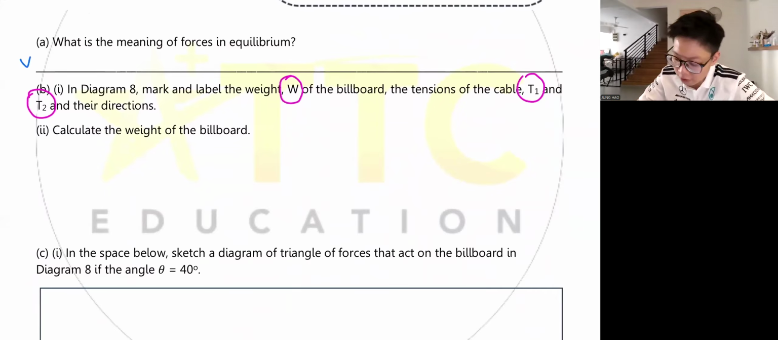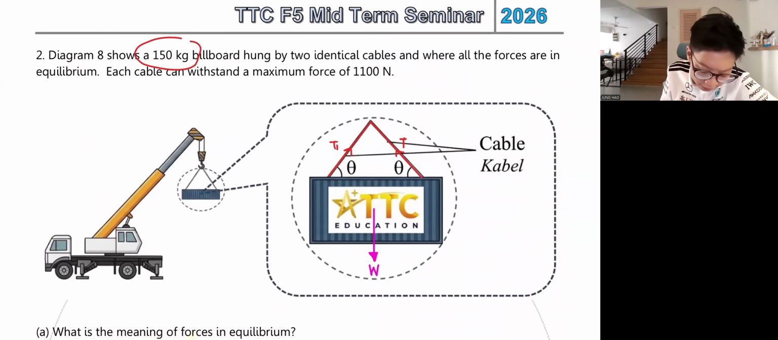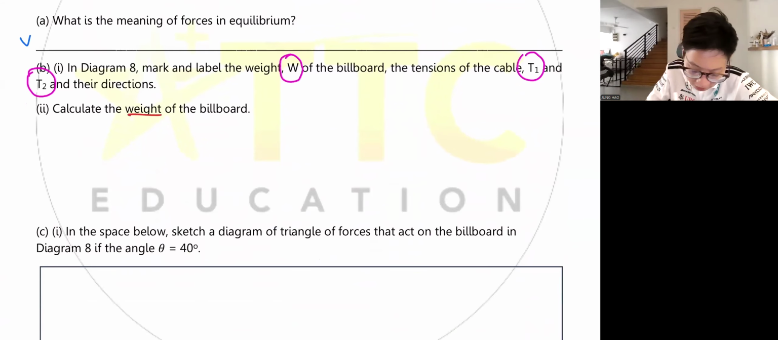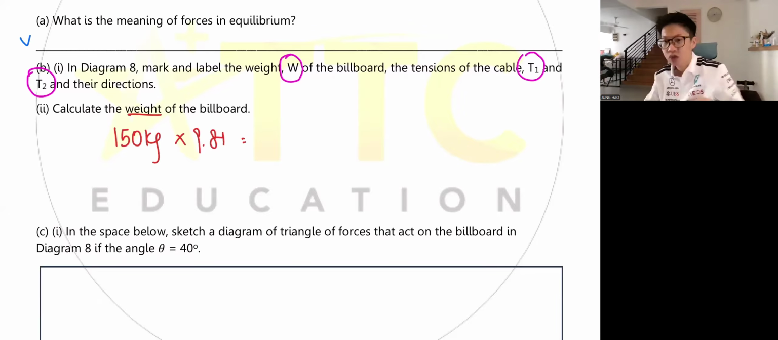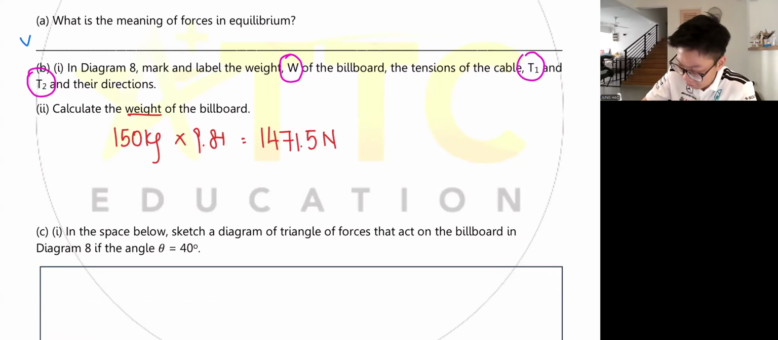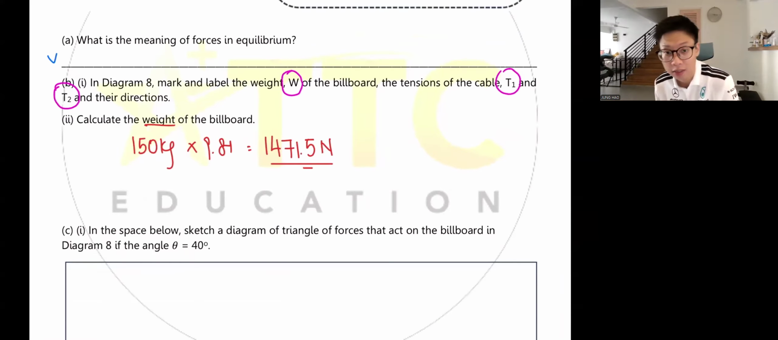Next, calculate the weight of the billboard. Okay guys, 150 kg is how much weight? So guys, what's your answer? 150 kg. So we're going to multiply this by 9.81, right? So it will be 1471.5 Newton. Okay, done already.